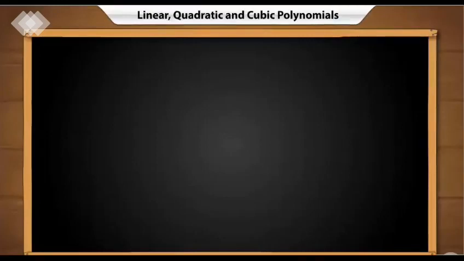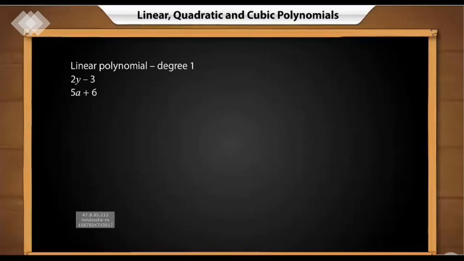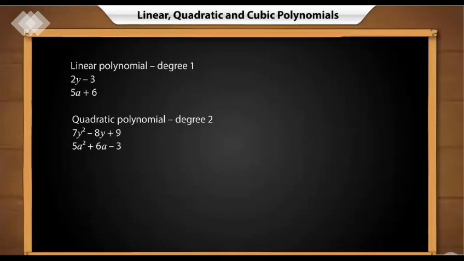A polynomial is classified according to its degree. A polynomial of degree 1 is called a linear polynomial. A polynomial of degree 2 is called a quadratic polynomial. A polynomial of degree 3 is called a cubic polynomial.